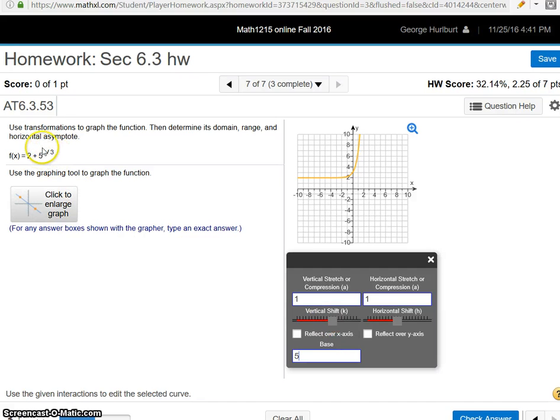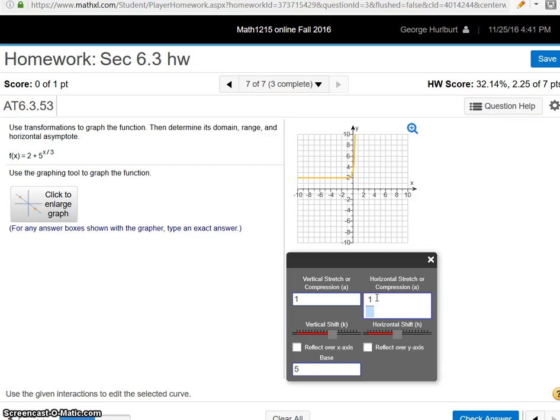And then this divide by 3 is a stretch or compression. So what's going to happen if I plug 3 in, I'm going to have 3 over 3, that's 1. 5 to the 1 is 5, and then 5 plus 2 is 7. So when I plug 3 in, this should go through the point 7, but as you can see it doesn't. So that's a horizontal stretch. Oops, I went the wrong way. Horizontal stretch by 1/3.